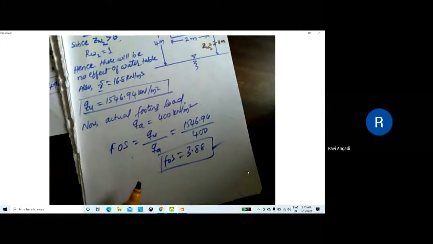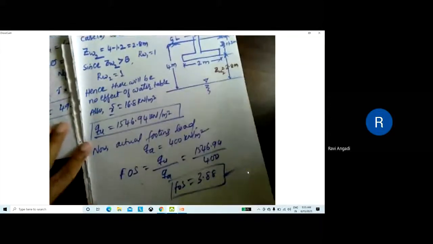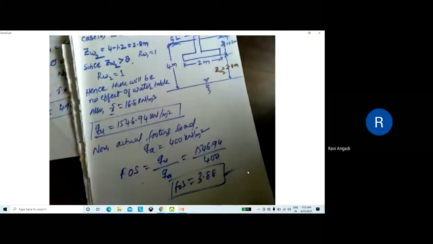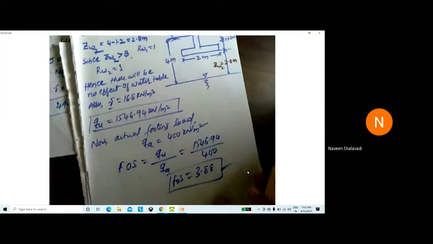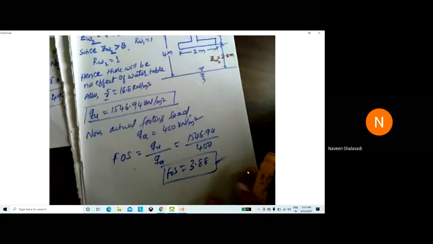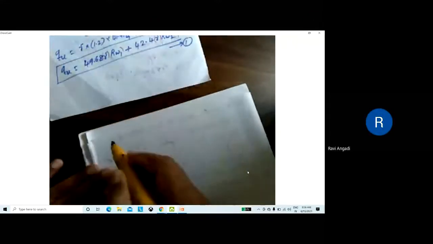Similarly, the second case. Is it over? Yes, sir. Or do you want me to wait? Over, sir. Okay, let us calculate for the second case. What is the second case? Case B.